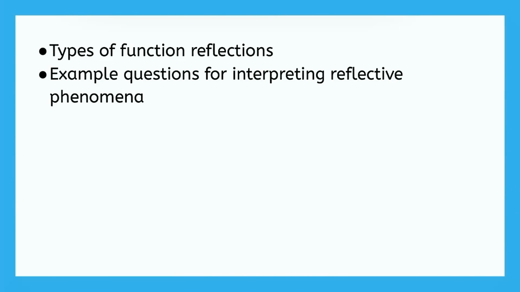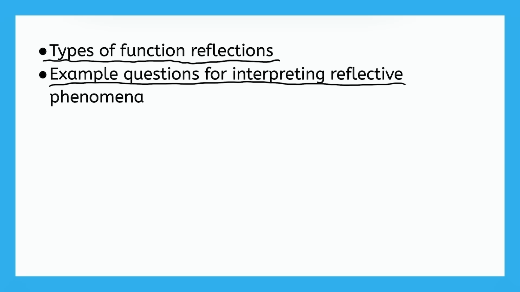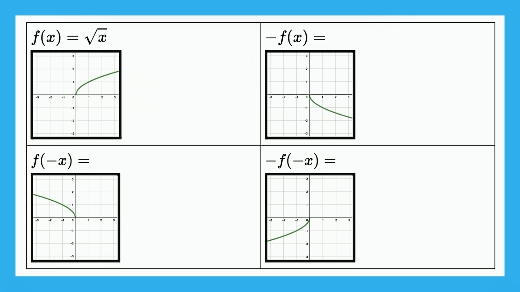So we're going to start today by talking about the three basic types of function reflections that you could see. And then we'll do some examples in order to help us practice what we learned about those three basic types of reflections. So here we have four different graphs, but we're going to start right up here on the top left. And it says f of x is equal to the square root of x.